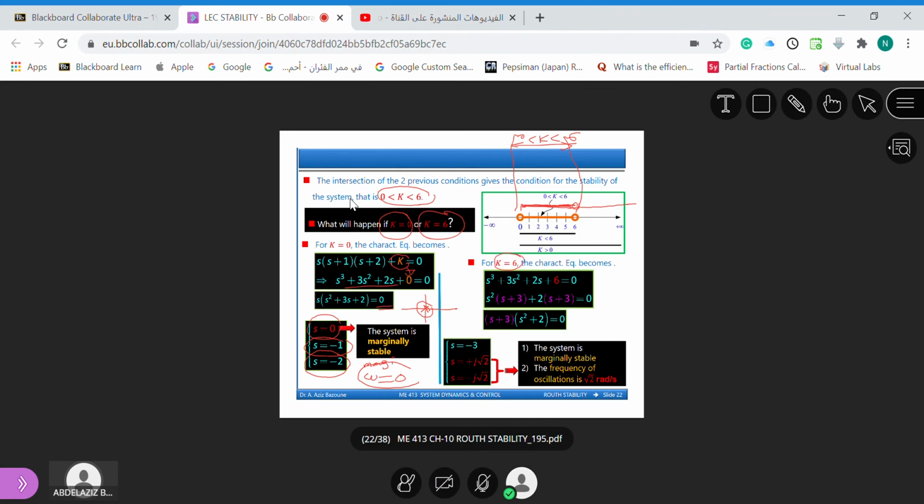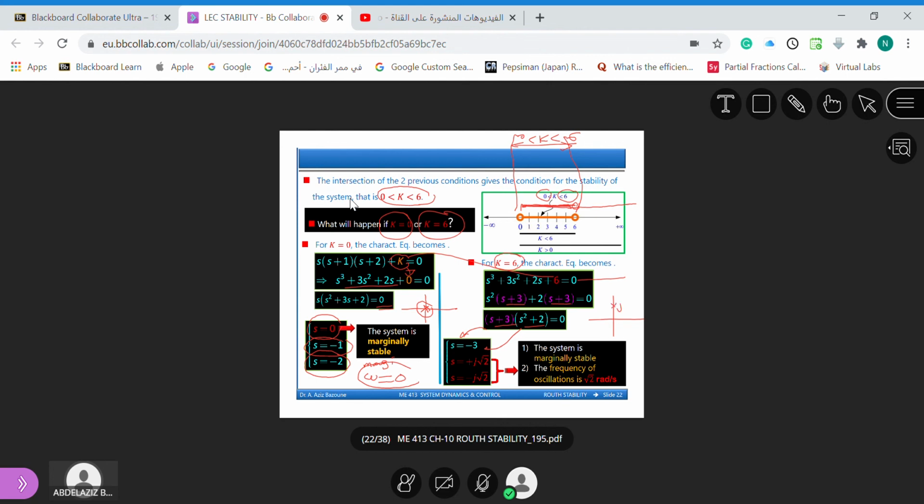The other case is when K is equal to 6, because we have two conditions here: K equal to 0 and K equal to 6. When K is equal to 6, we substitute K equal to 6 and we solve this equation, S cubed plus 3S squared plus 2S plus 6 is equal to 0. You can take S plus 3 common and solve this equation. You will get S equal to minus 3, and the other equation will give you S equal to plus or minus j square root of 2.